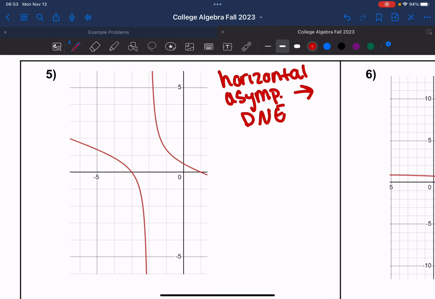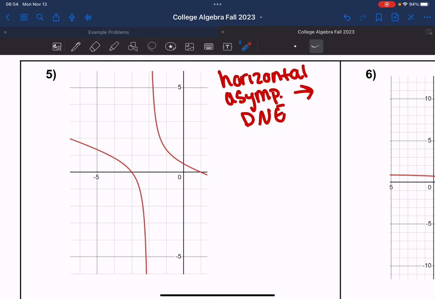This tells us that it does have a different type of asymptote that we don't cover in this course, but that asymptote would look something like this. It would look like a linear line. But again, that is not something that is taught in this course.